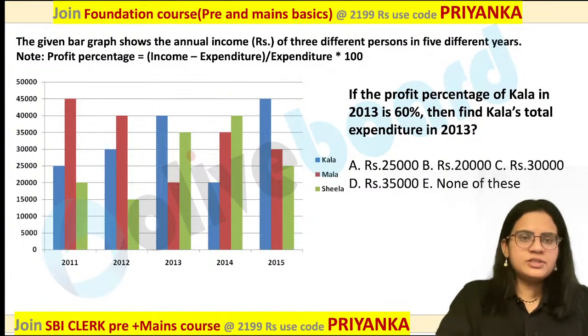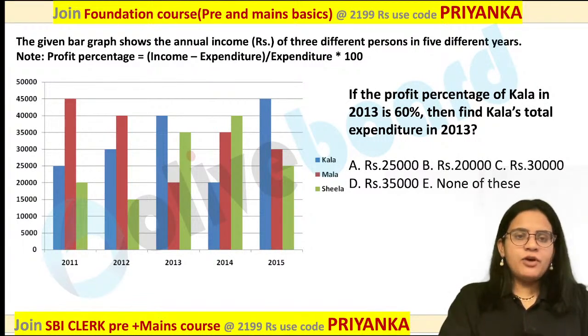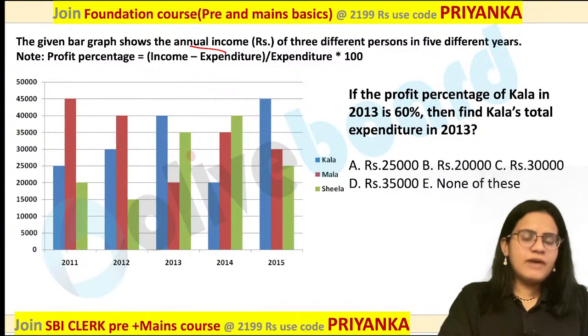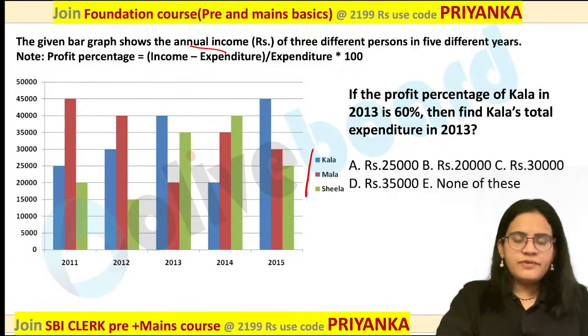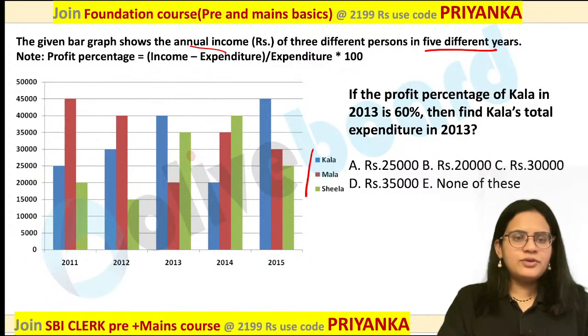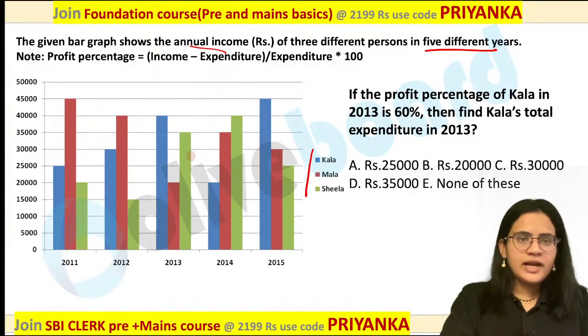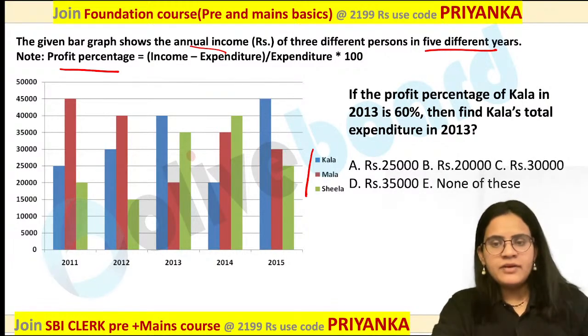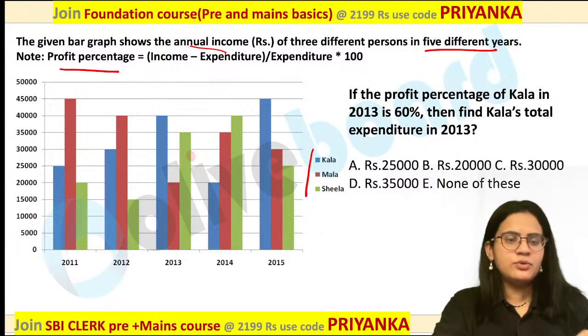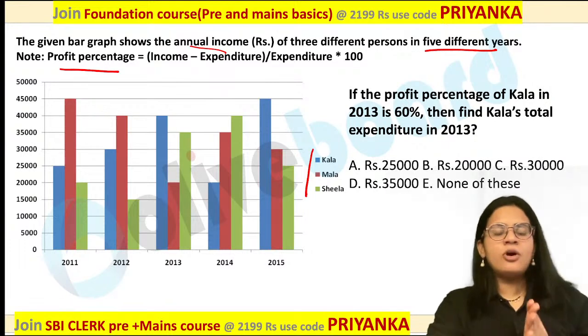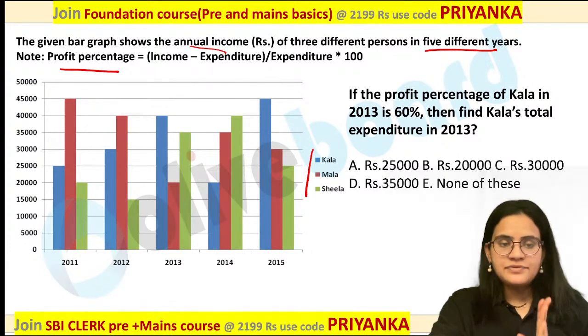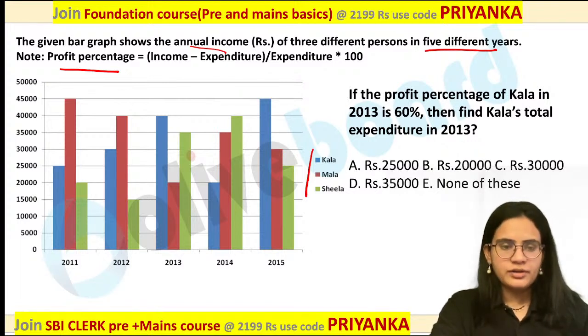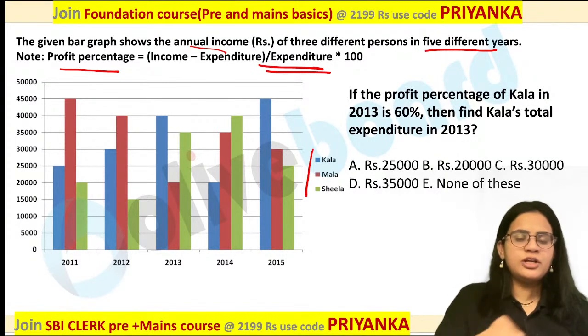Okay, so how will you go about this question? Here they have provided you the following bar graph showing annual income value. Now this graph is talking about 3 persons, Kala, Mala and Sheila, in 5 different years. So you have to read the value correspondingly. Now how do you calculate the profit percentage? You have to always read it from the note. Whenever you get this type of question, never forget to read the note, because sometimes the denominator would be expenditure, sometimes the denominator would be income as well. I have seen students make mistakes over here multiple times. So here they have given you the formula corresponding to expenditure.